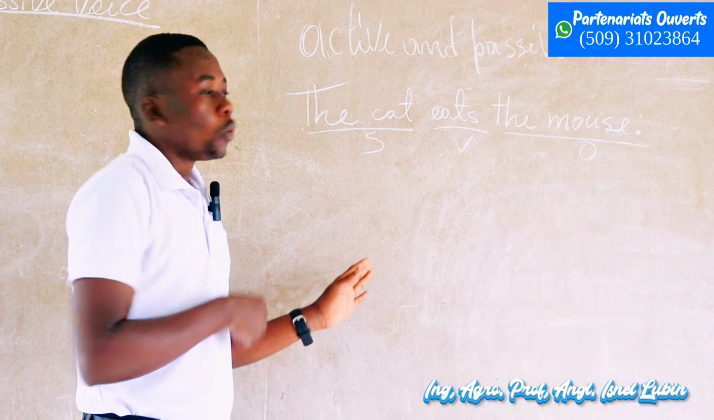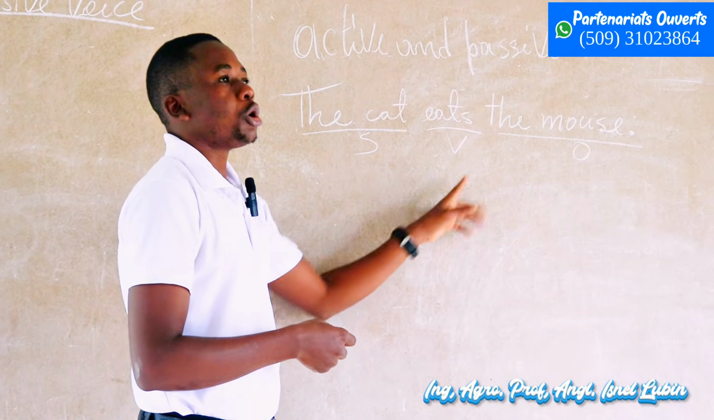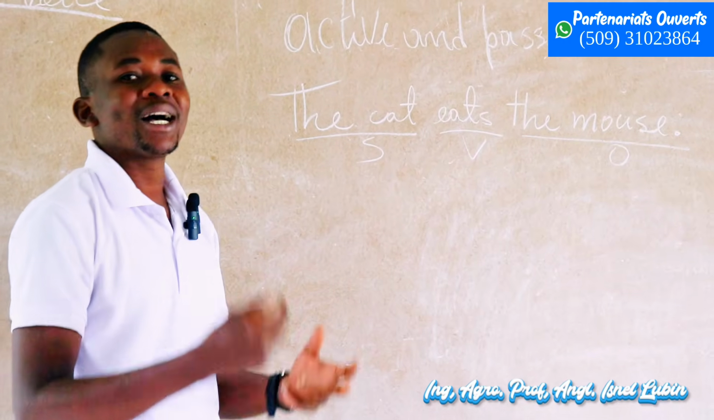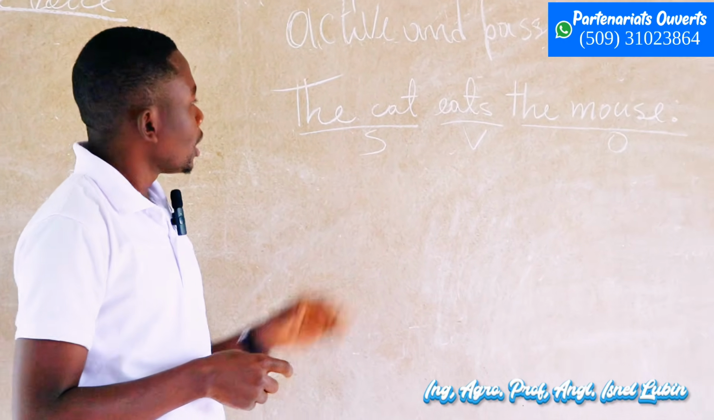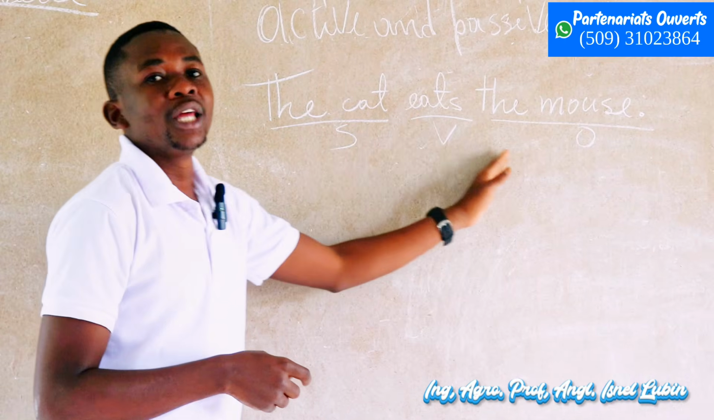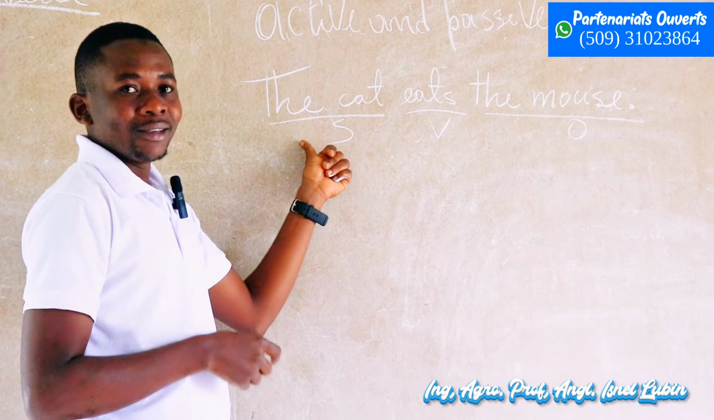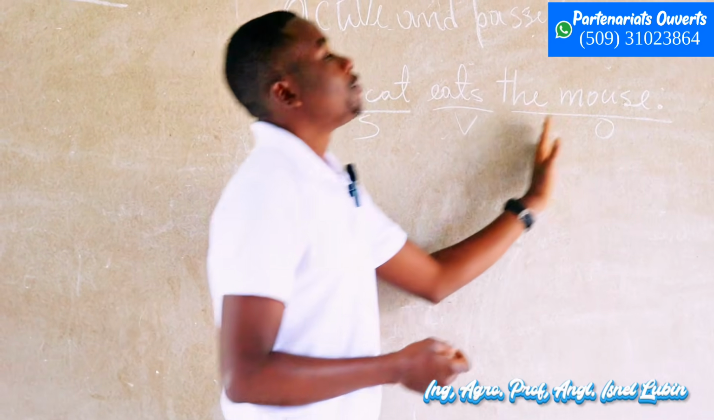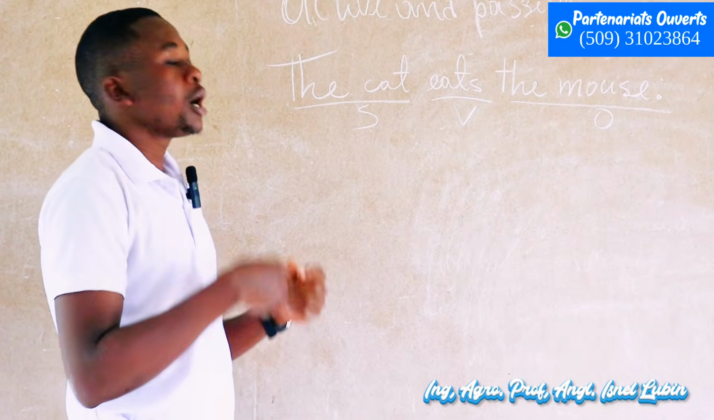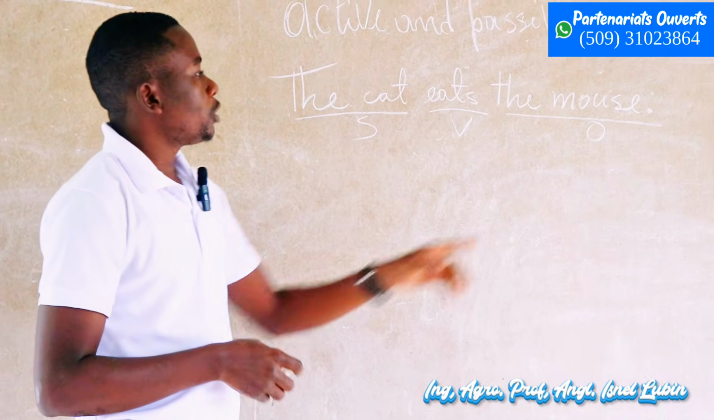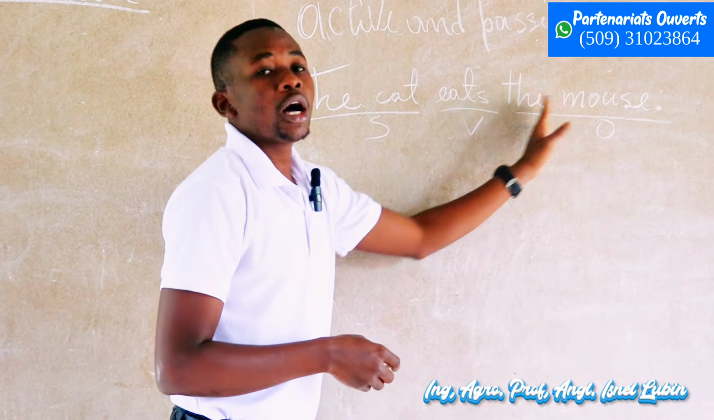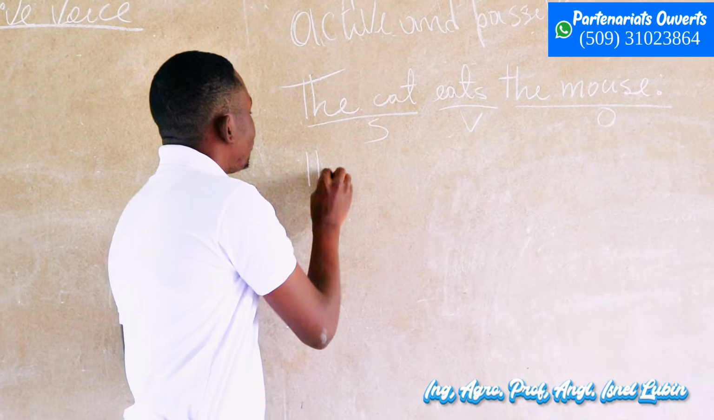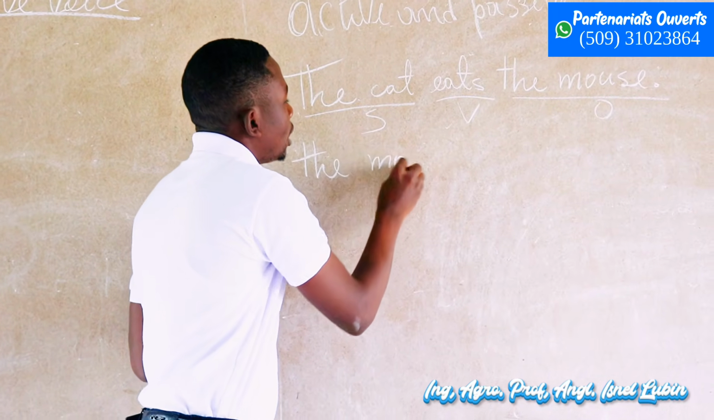Okay, now we are going to change the sentence from active voice to passive voice. The cat eats the mouse. The cat is the subject. Eats, this is the verb to eat, and the mouse, this is the direct object. Right now, the object will become the subject. That's to say, the mouse.